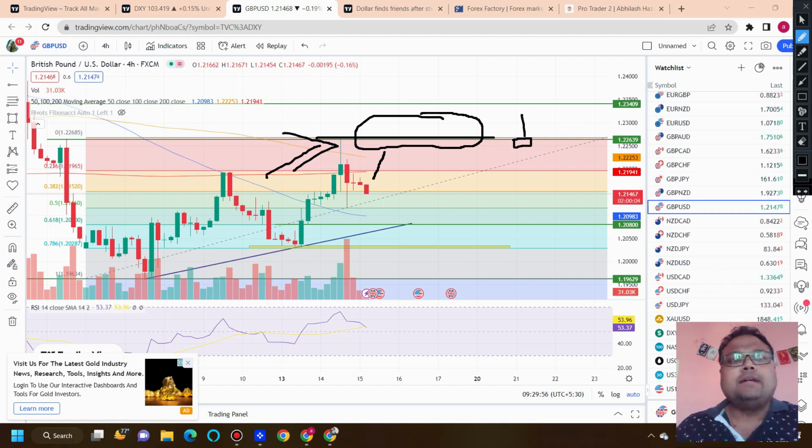So these are the levels for GBP USD that I think are important for the market right now. If I have missed anything, please write down in the comment section. I would love to learn from you.